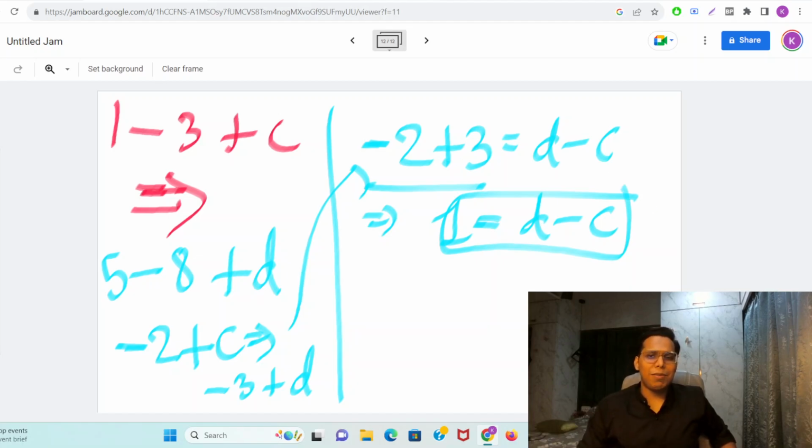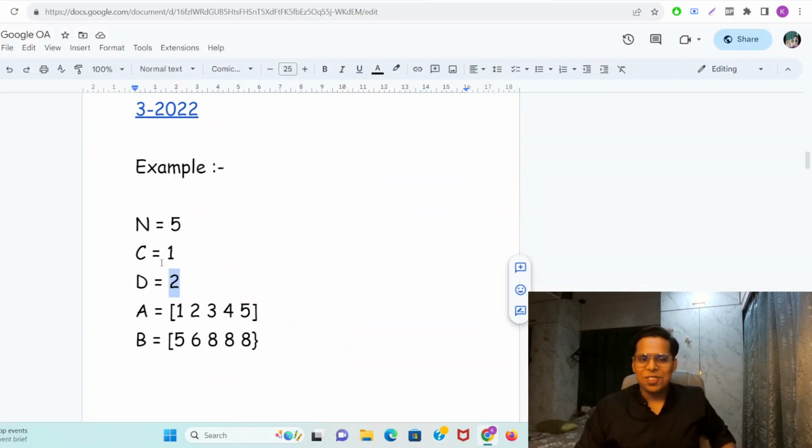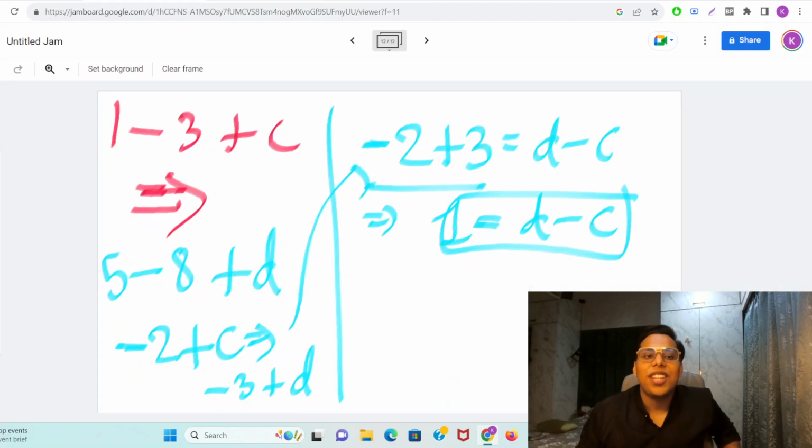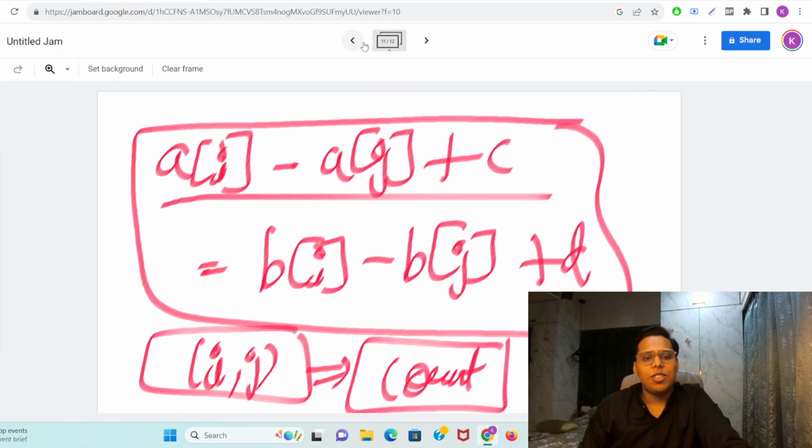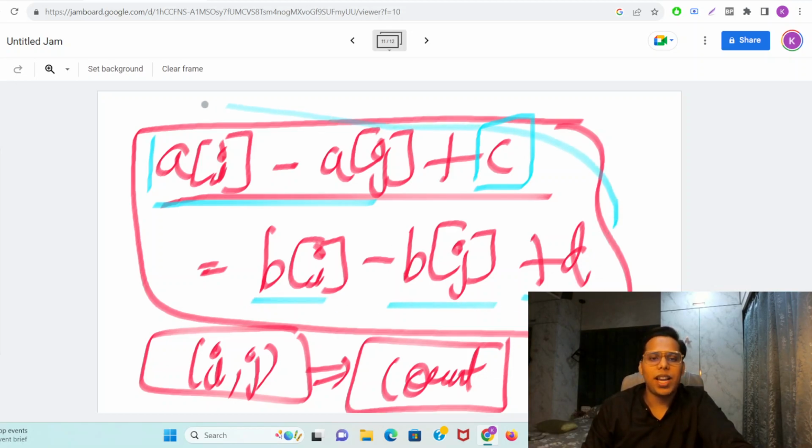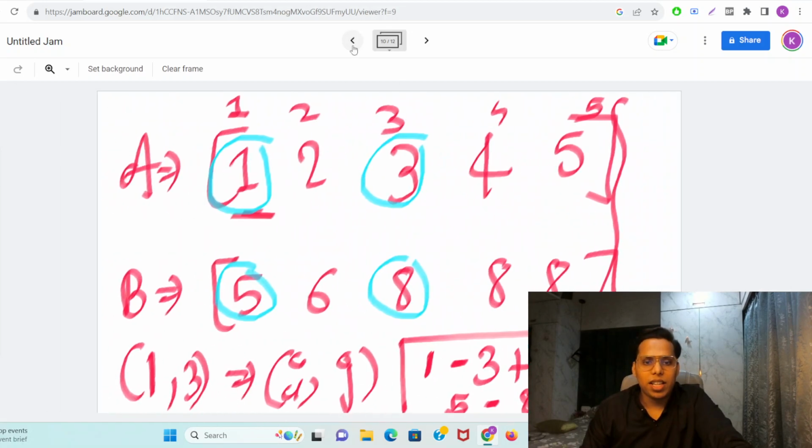What is d and c given in our example? D is 2, C is 1, d minus c is 1. So yes, we can say that this pair is valid, guys. Similarly, guys, basically what they are trying to say is that if you take any pair i comma j, and if A of i minus A of j plus C, given to you in the input, is equal to B of i minus B of j plus D, then this is a valid pair. Count the number of i comma j which are valid. That's what the question is all about. In our case, 1 comma 3 is a valid pair and even 2 comma 3 is a valid pair.